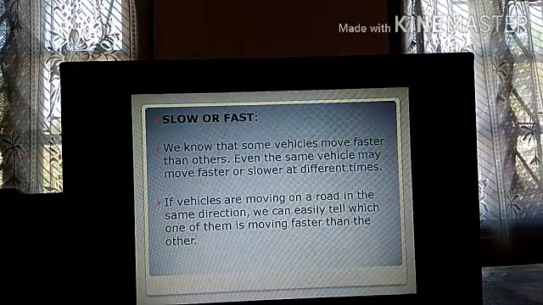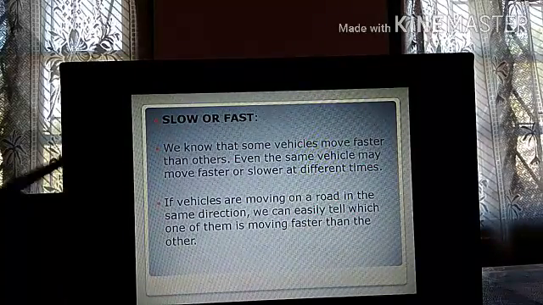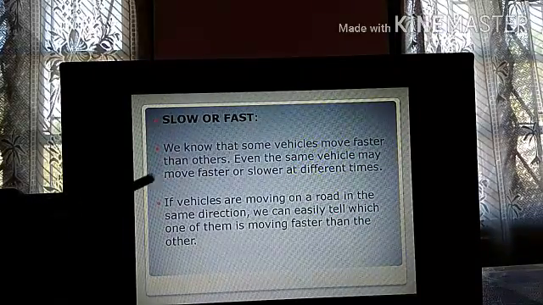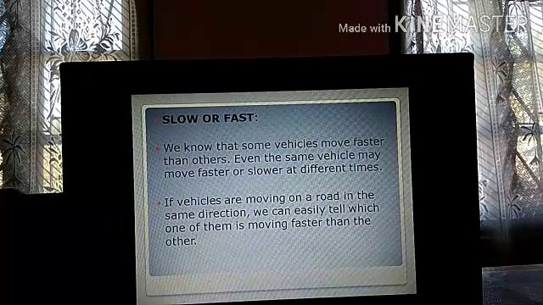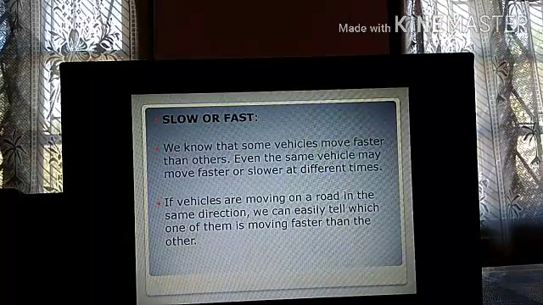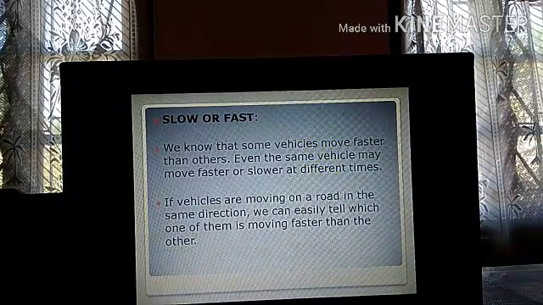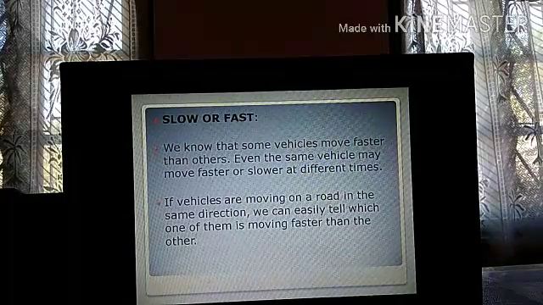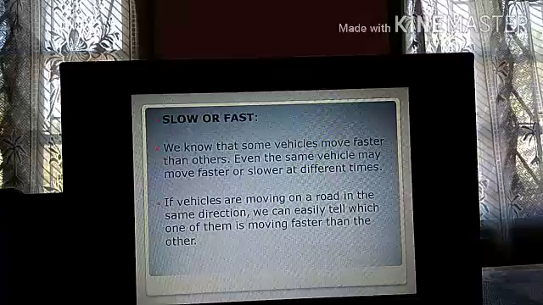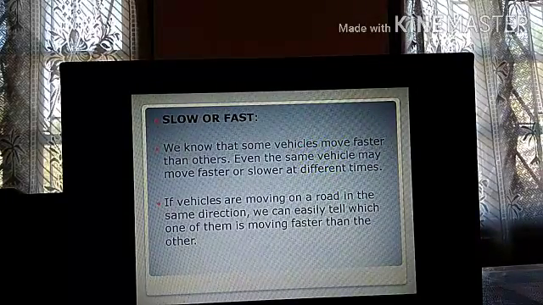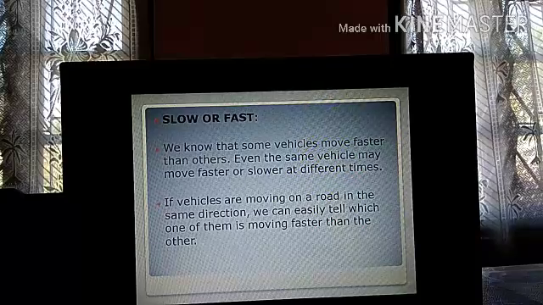Next we come to the next topic, that is slow or fast. We know that some vehicles move faster than the others. Even the same vehicle may move faster or slower at different times. Now suppose you are riding on a rickshaw and you are riding on a car. So when you are riding on a rickshaw, the motion will be slow, because the rickshaw puller cannot move the rickshaw so fast, it will be quite slow. But when you are riding on a car, your motion will be fast.